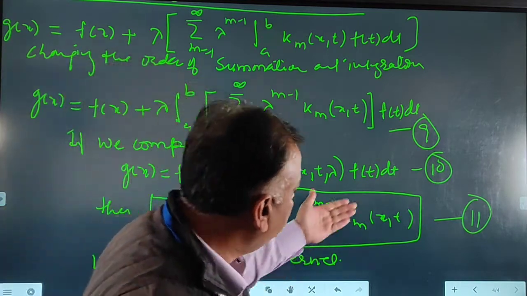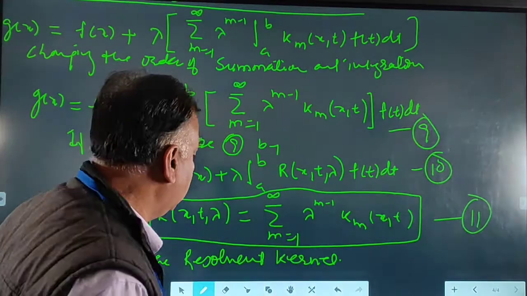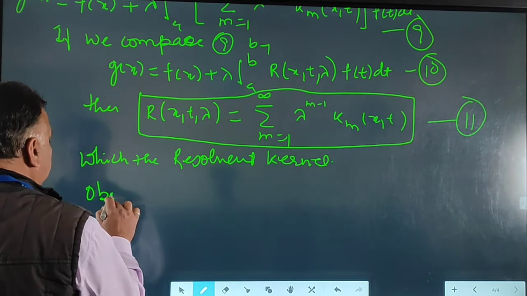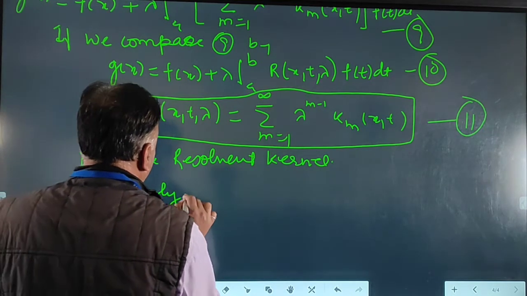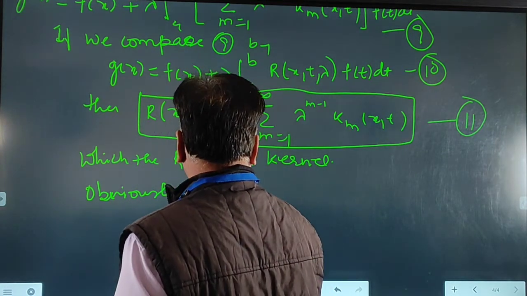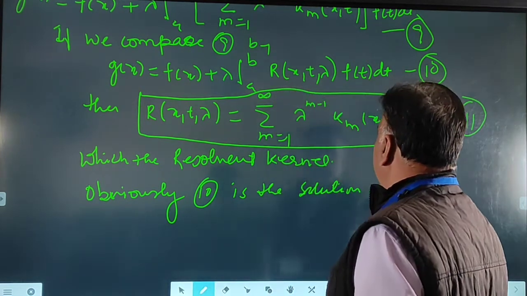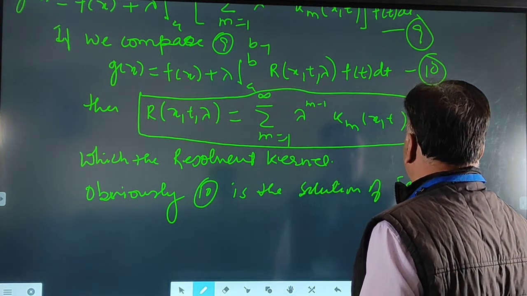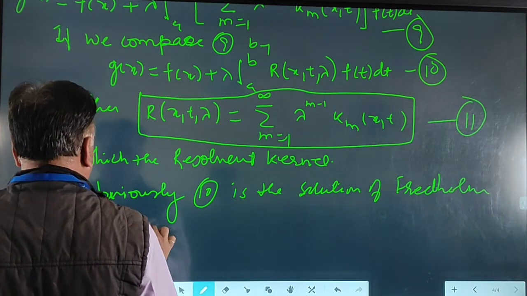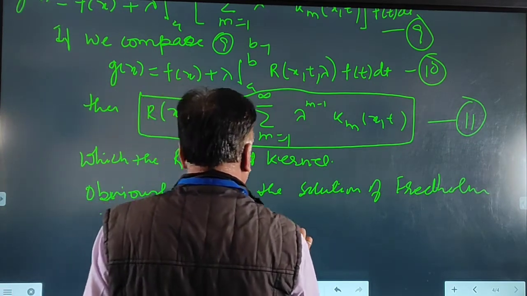Now obviously equation number 10 is the solution of the given Fredholm integral equation by the resolvent kernel method.